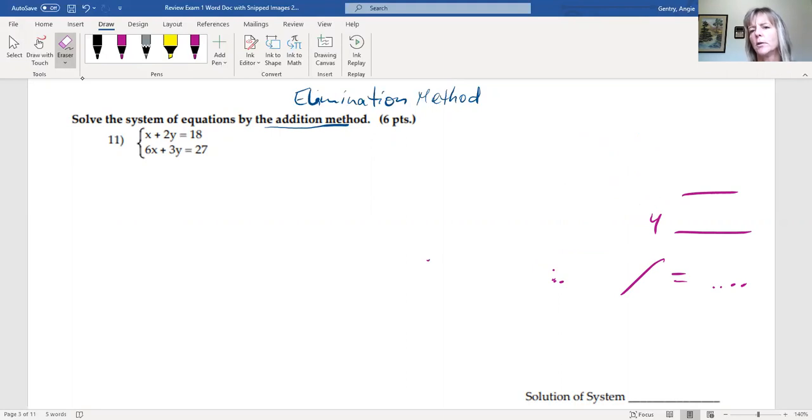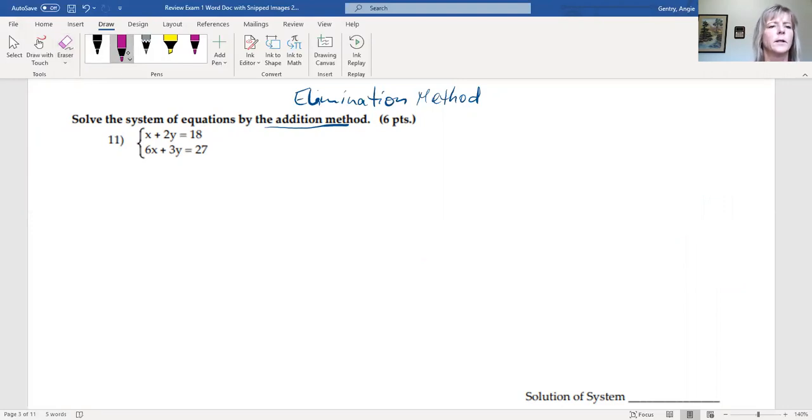Or what's quicker? You can say, hey, I already have a 6x there. Could I make the other one into a -6x really quickly? And then I don't have to work as hard. But eliminating the y's, you'll still get exactly the same result. So don't think it's not okay. So I would get a -6x minus 12y equals -108, and then I have a 6x plus 3y equals 27.